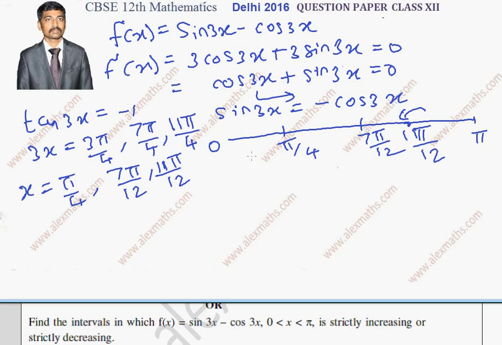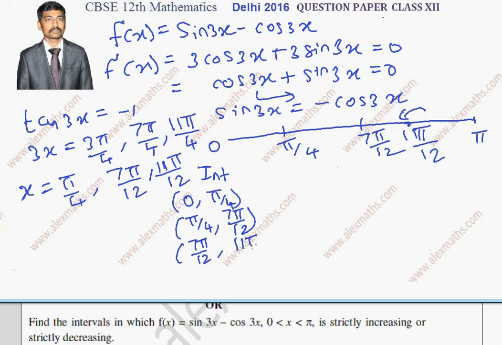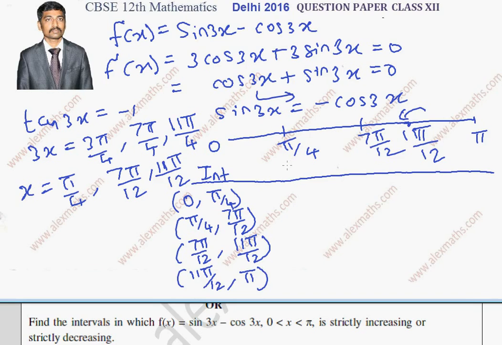So we have 4 parts: 0 to pi by 4, pi by 4 to 7 pi by 12, 7 pi by 12 to 11 pi by 12, then 11 pi by 12 till pi. So we'll make a box where we have intervals 0 comma pi by 4, then pi by 4 comma 7 pi by 12, then 7 pi by 12 comma 11 pi by 12, then 11 pi by 12 comma pi. Then we have to take the f dash of x which we equated to 0.